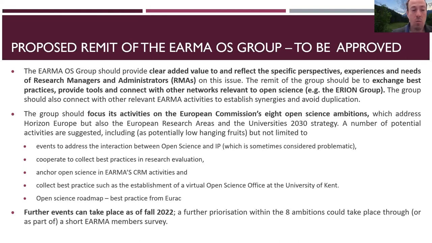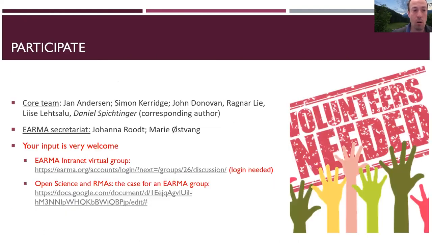We came up with a few that we could already identify: open science and IP. We could have an event on collaboration on best practices in research evaluation, our activities in training, and certification of research managers. Best practices such as the establishment of a virtual open science office at the University of Kent, or an open science roadmap at Rooryck. And we can further discuss how to prioritize these 8 ambitions and further events in the fall.